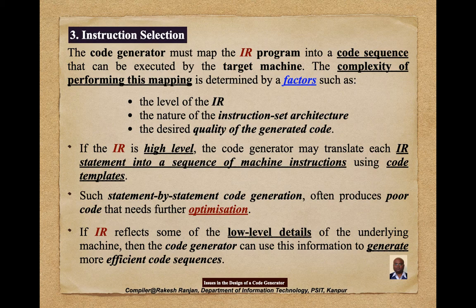Intermediate code representation may reflect some of the low level details of the underlying machine. Then the code generator can use this information to generate more efficient code sequences.